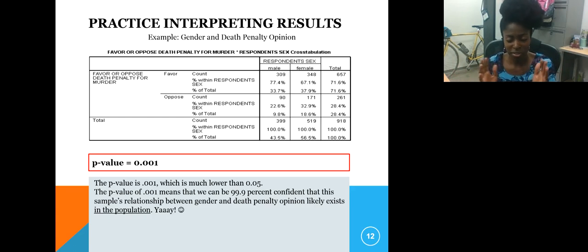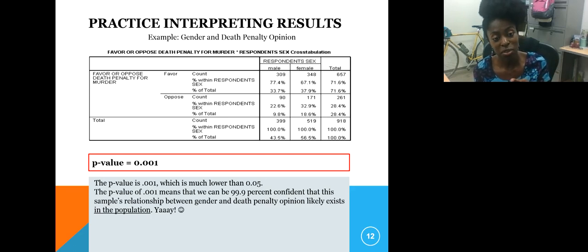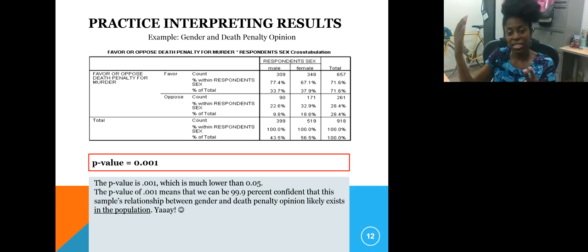Okay, so I said all of it. I'm going to say it again. I apologize. So 1 is the why: we reject because p is less than 0.05. 2, what does that mean? When we reject the null, it means that we accept that there is a relationship between gender and death penalty opinion. And then 3, what does that mean to the population?